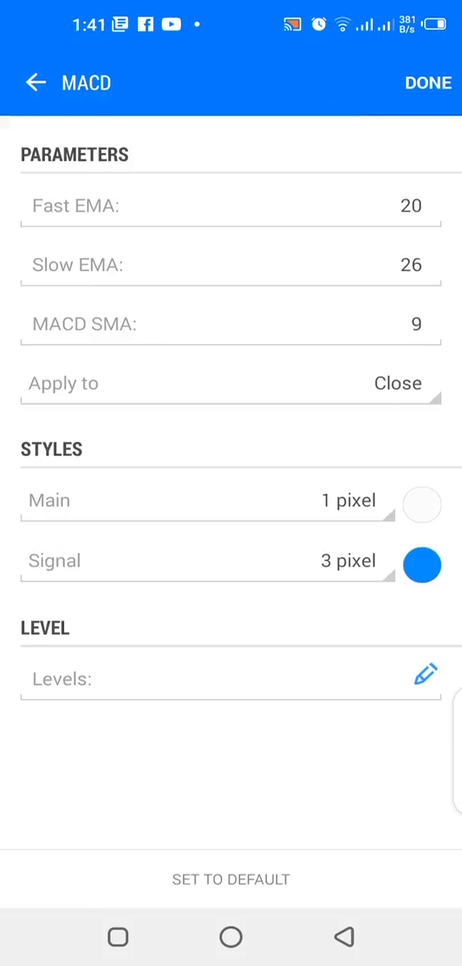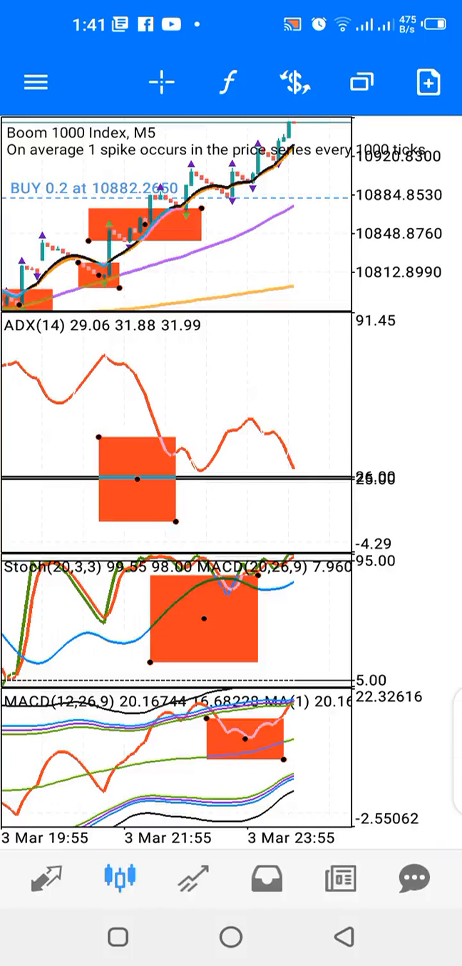Fast EMA is 20. Slow EMA is 26. MACD SMA is 9. Apply to close. The main star color will match the background color of the chart, and the signal star color is blue. So let's look at how it works.